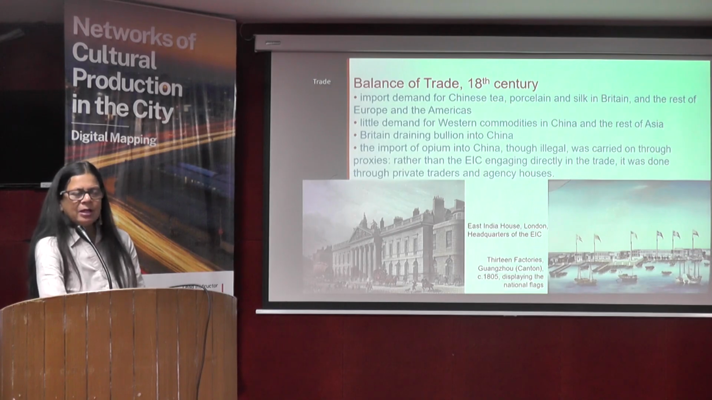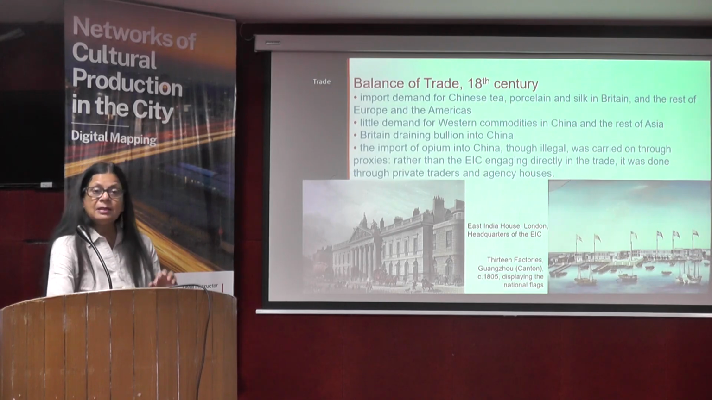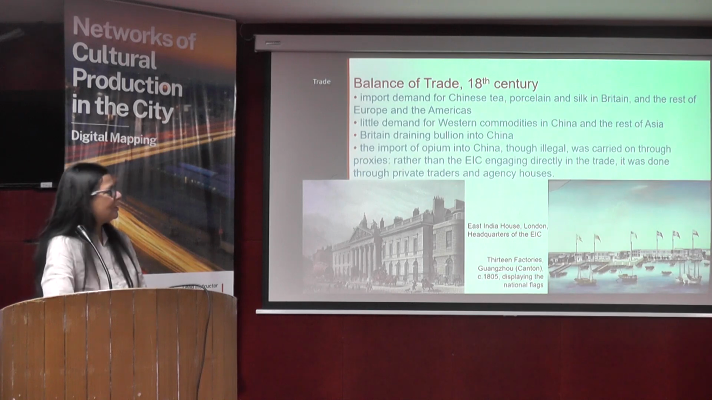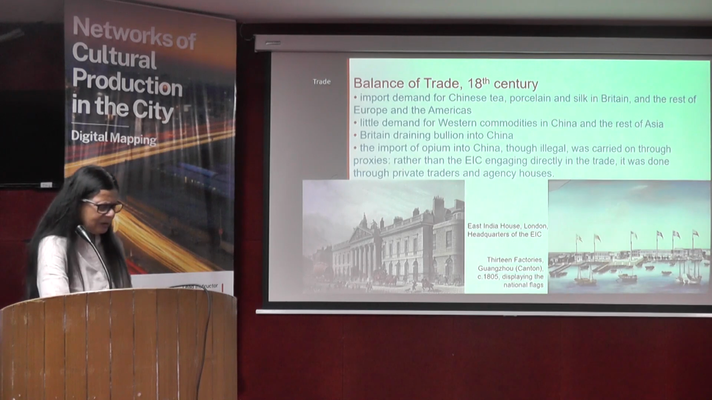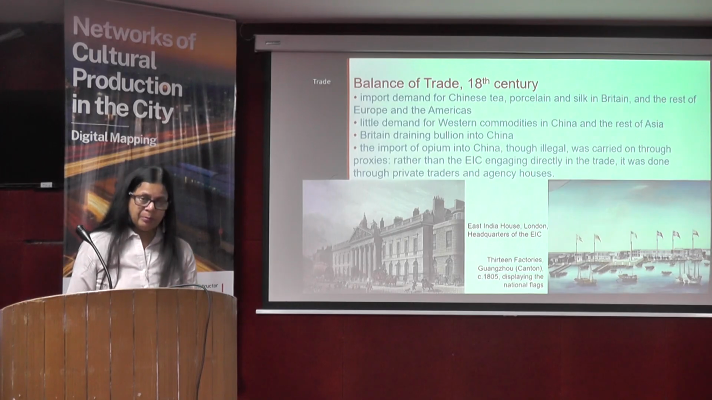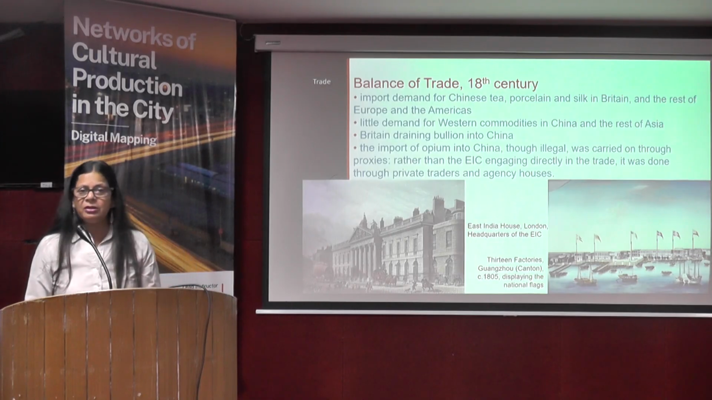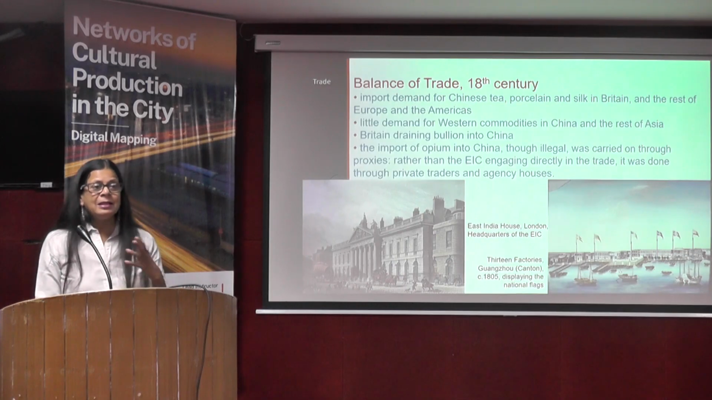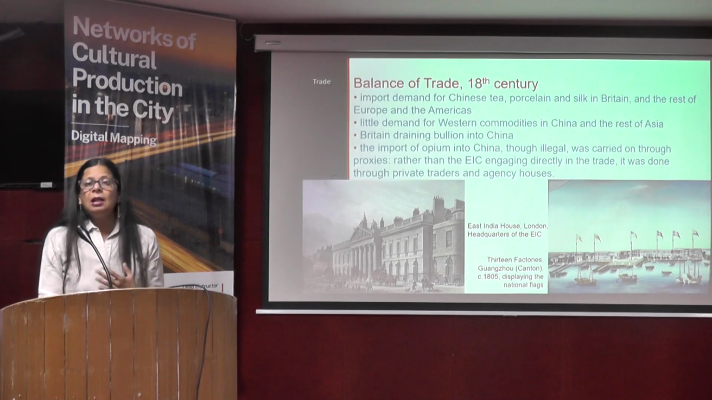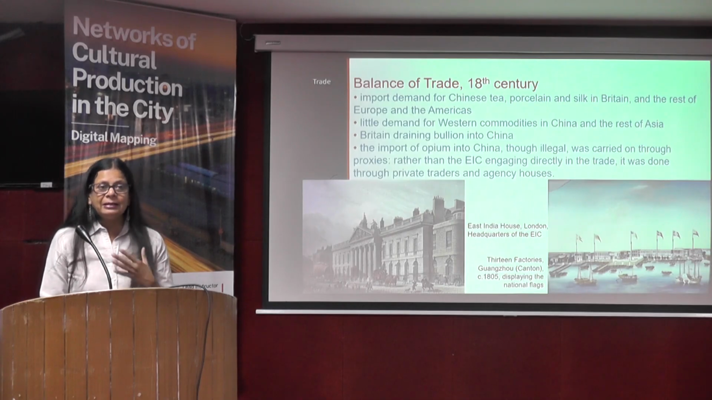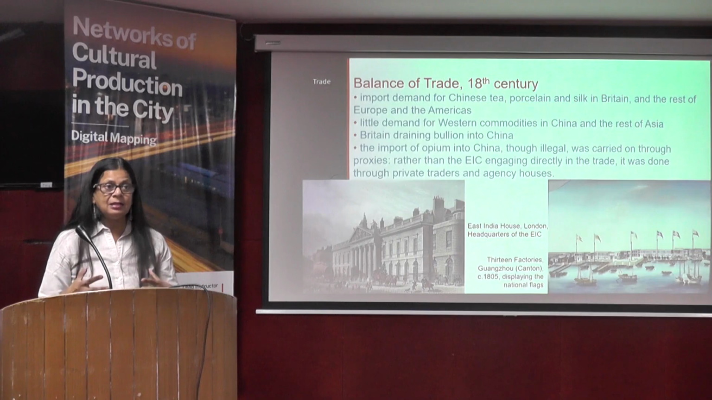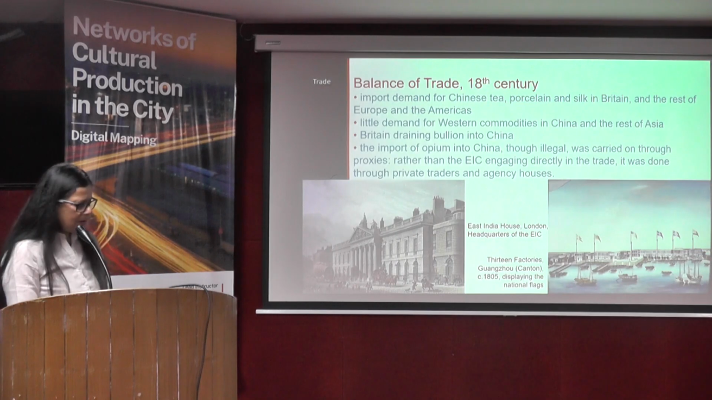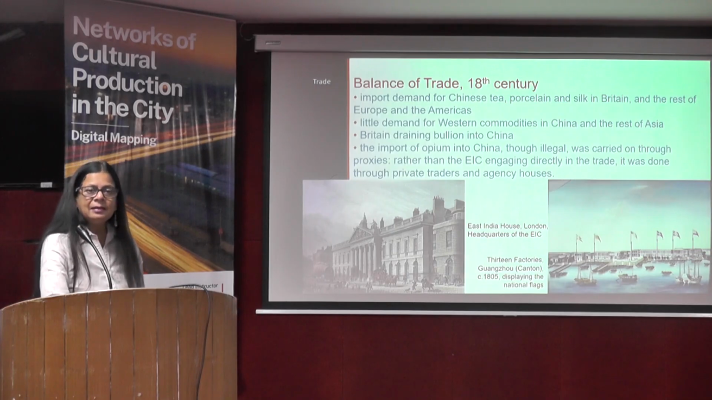The history is pretty much known, but what intrigues me are the spatial articulations of that. So this is the situation in the 18th century. Britain, like other European powers, is draining bullion into China because of the demand for tea. Tea had become a fashionable beverage, and then it's spreading to not just the elite, but middle classes. There's great demand for tea. And there's also demand for, of course, Chinese silk and porcelain.